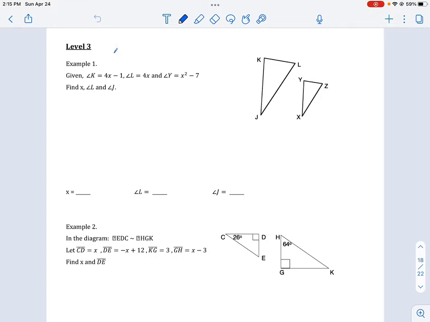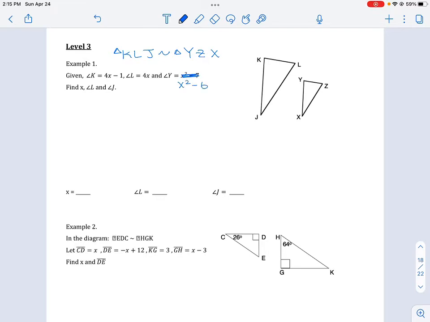they are similar. So this will be written at the top of your paper. So go ahead and add this statement. So we're going to say that triangle KLJ is similar to triangle YZX. So that means all the angles are congruent and your sides are proportional. And there's one mistake here. So this one, instead of x squared minus 7, it should say x squared minus 6.